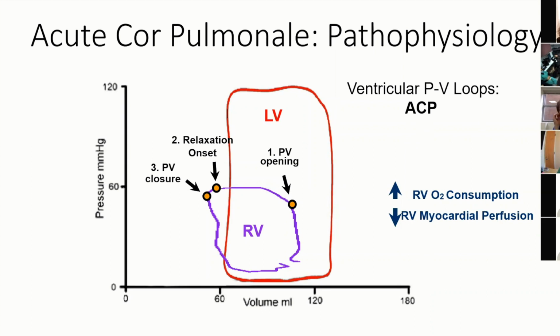So even if the original problem wasn't myocardial dysfunction, that extra work ends up causing increased VO2 and decreased perfusion of the right ventricle. So even though it may have started off as simply a mechanical excess load, it ends up poisoning the heart in that regard.